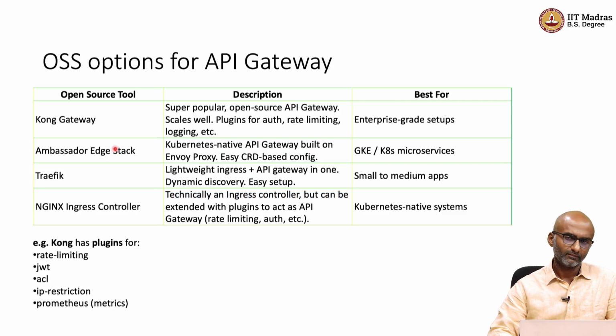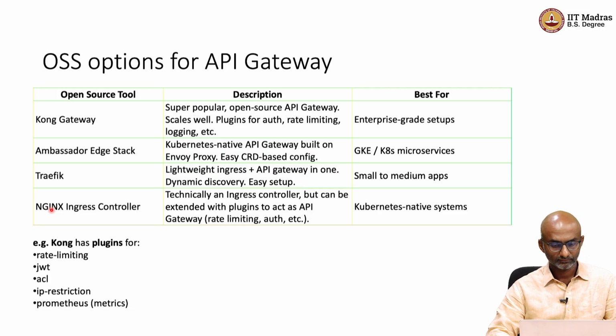Ambassador is another example in the open source world, great for Kubernetes based microservices, especially on GKE. Nginx itself is an extremely popular open source package. It's used as a load balancer or a proxy, reverse proxy, but you can also use it as an ingress controller. So it serves multiple purposes. Again, for container based systems, it's a great add-on. And then Traefik is another example. So for typical uses, I would say just choose between Kong and Nginx. You would not go wrong.